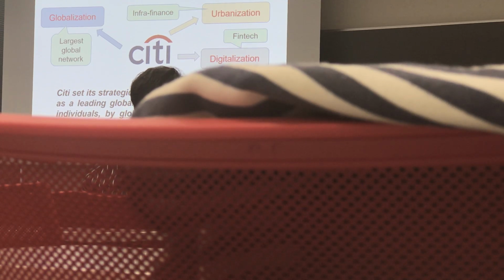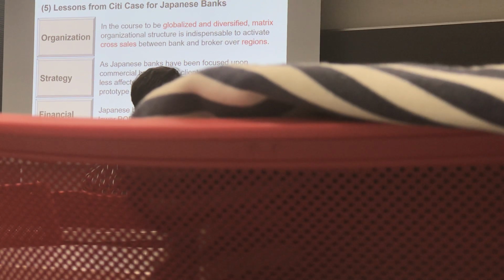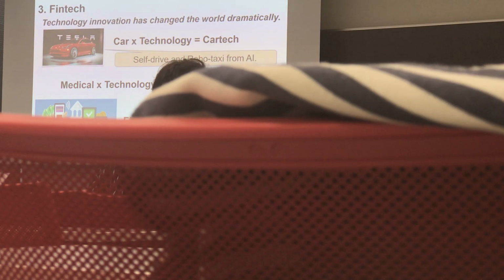Minor highlight. And another minor highlight for the last section, 7, lessons from city case. A, minor highlight, organization. Japanese banks are gradually globalized and diversified, needing a matrix organization structure to activate cross-sell across entities and regions. So that is minor highlight. And then please go back to the screen.